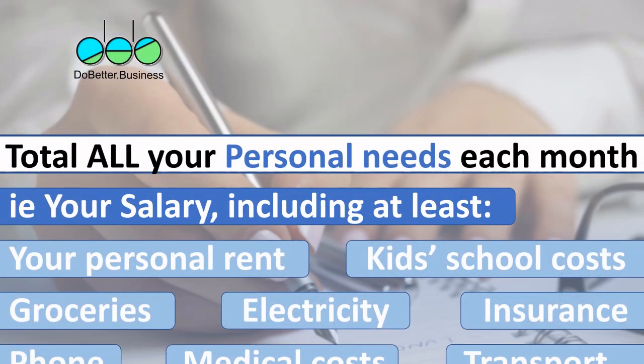Start by totaling up all your personal expenses. This should form the basis of your salary. It must include everything that you incur at home. This is your rent, your kids' school fees, books, clothing, groceries, everything that your family pays for each month.